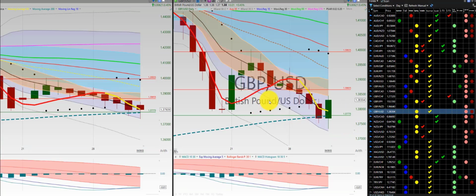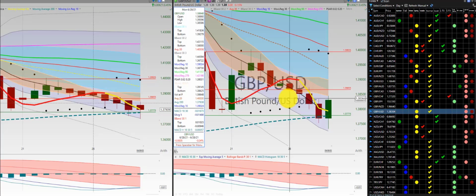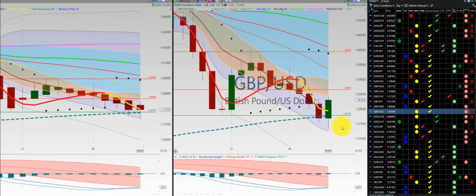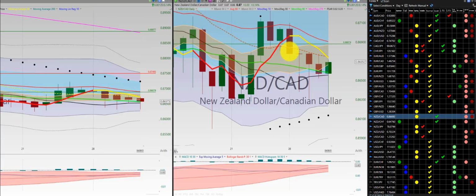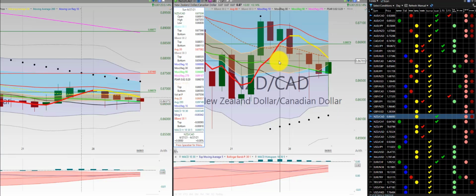British Pound, US Dollar, looks like a collapsing dragon. No trade there. Initial 1, 2, 3, great trade. New Zealand Canadian Dollar, another great trade. 1, 2 out here at the RL90. No further trade the rest of the week.